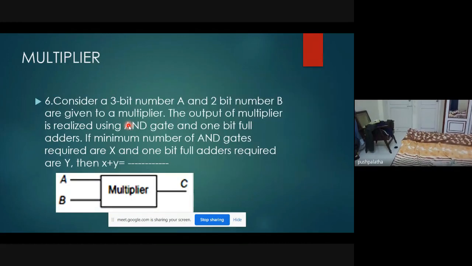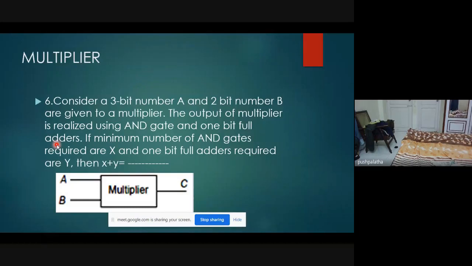Next, consider a 3-bit number. Now we will go for the multiplier. All of you please take a pen and paper and work it out side by side. Consider a 3-bit number A and 2-bit number B, given to a multiplier. The output of the multiplier is realized using AND gates and 1-bit full adders. We all know that for a multiplier you require AND gates and full adders.